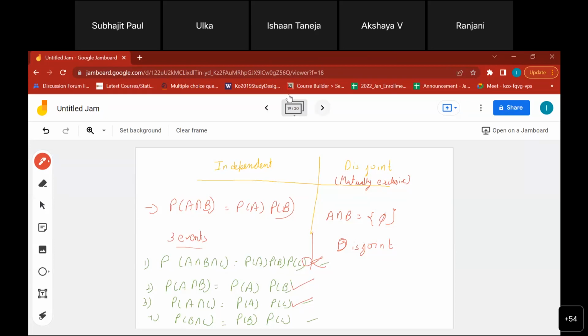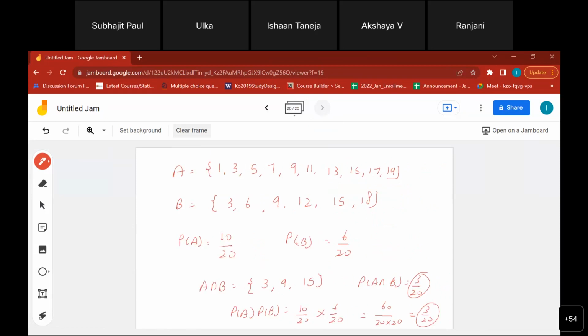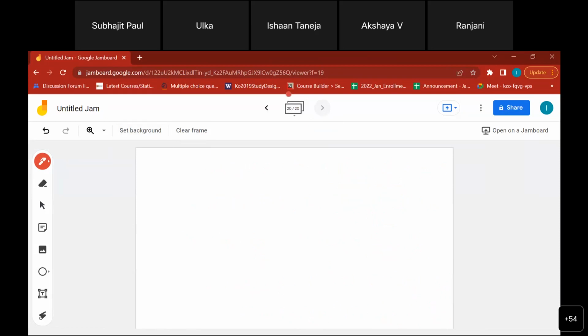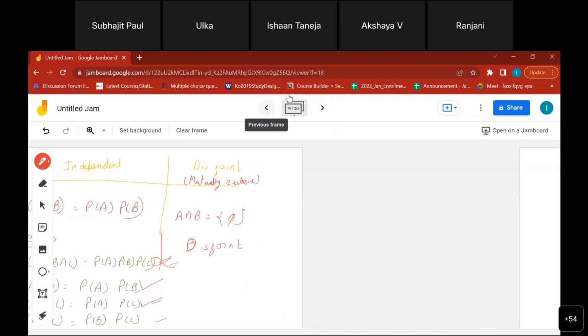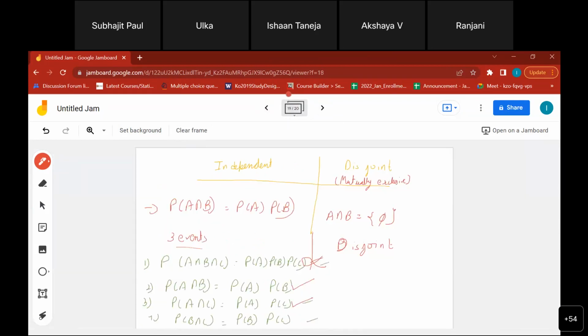Yes. So it is possible for independent events to have common elements. If they don't have any common element, they would be disjoint. And in general, independent events will have something in common for sure, because if they don't have anything in common, then A intersection B will always be 0.